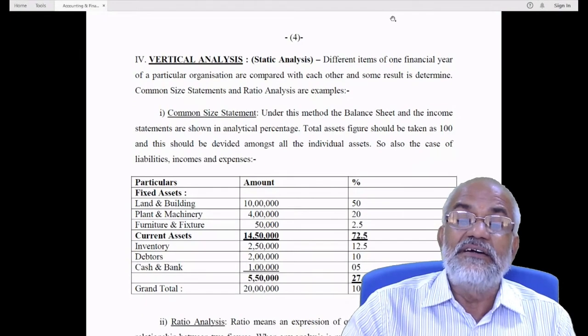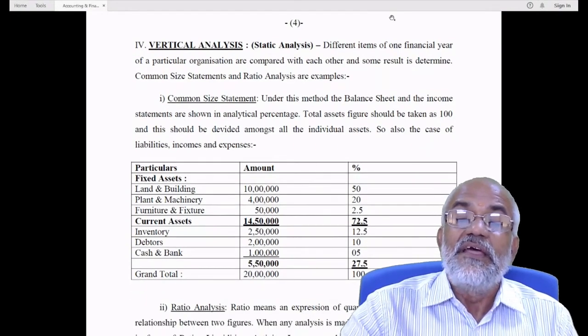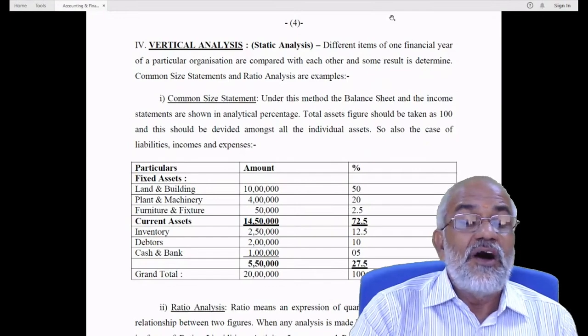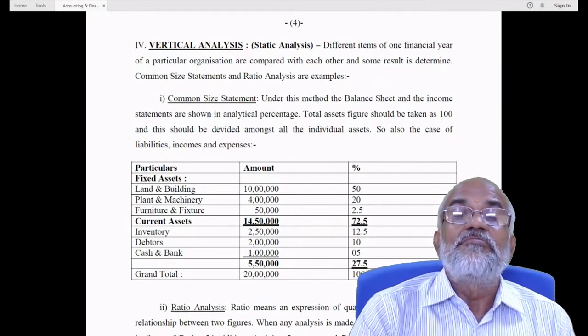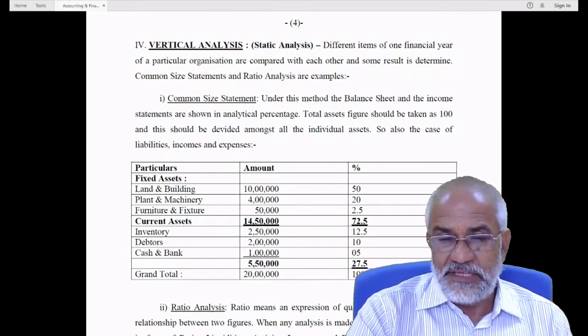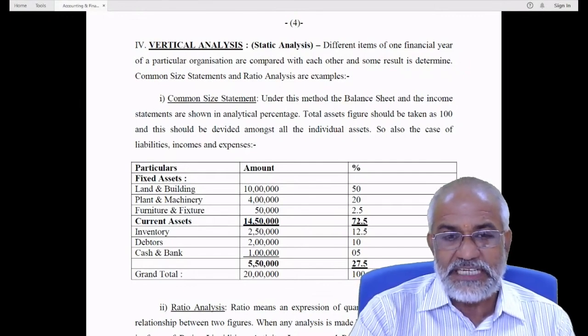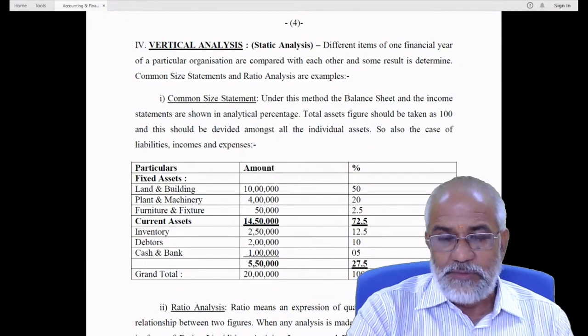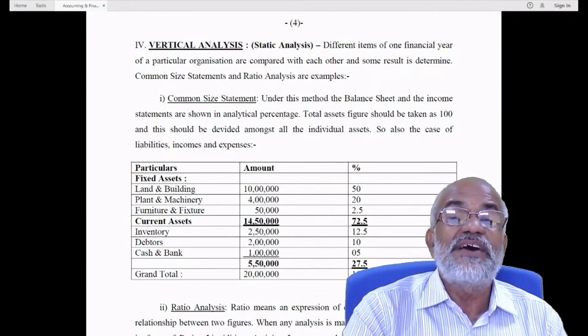So here the total of common size statement speaks about the percentage, that means the percentage of land and building is about 50% of the total of assets.